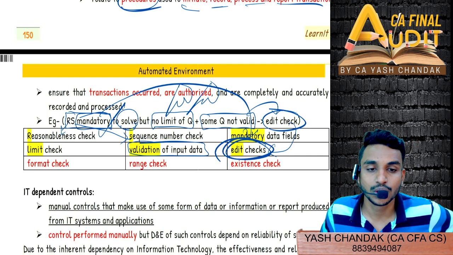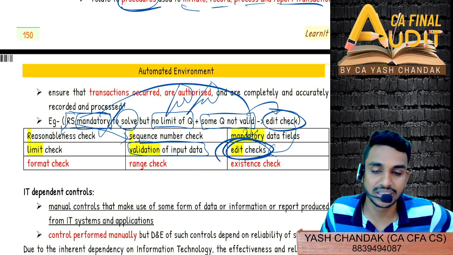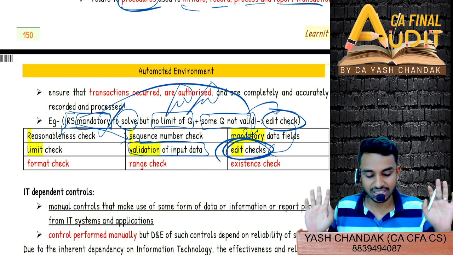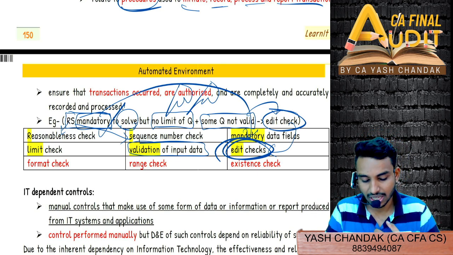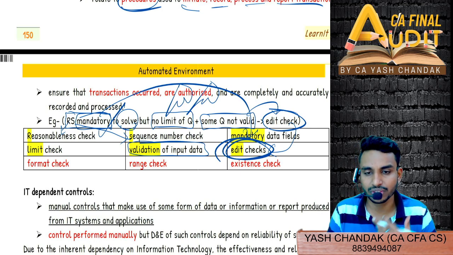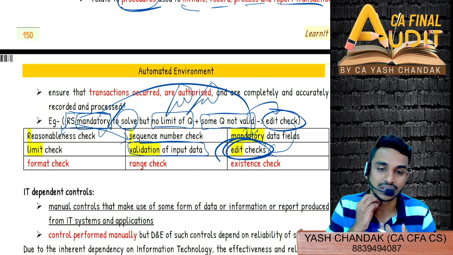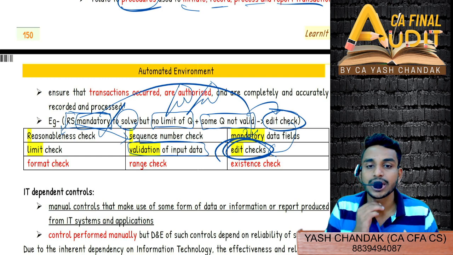You need to also edit few questions. So there comes edit check. And last is simple format check, range check, existence check. You can simply tell. Even if you are able to recall 6 out of these 9 examples, that is more than sufficient. Clear?